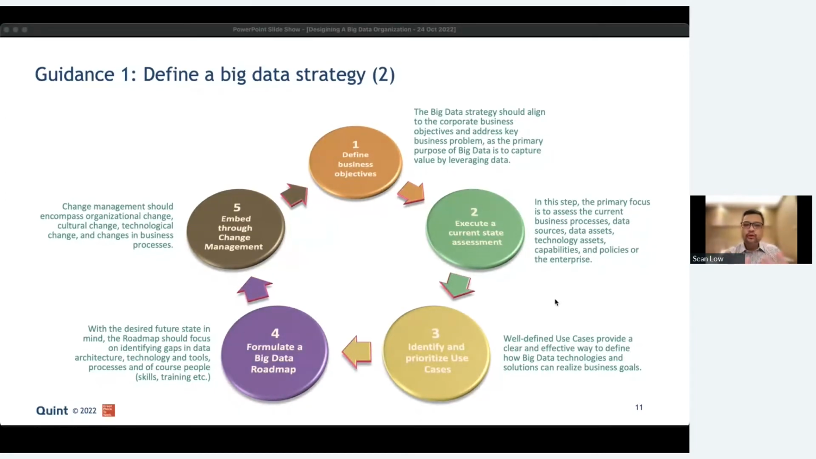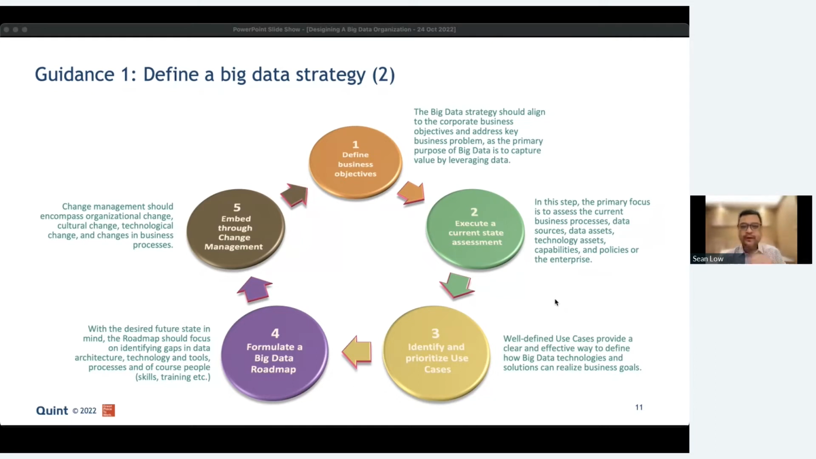And of course, don't forget that any big data strategy you want to implement has to embed change management, the cultural change, the mindset change. Because if people do not buy into this, people might buy in through their mind, meaning they find this logical. But if they don't feel it in their heart, they don't have the passion to do this, then this cannot be done. So guidance one to solve the problem is to have a big data strategy.